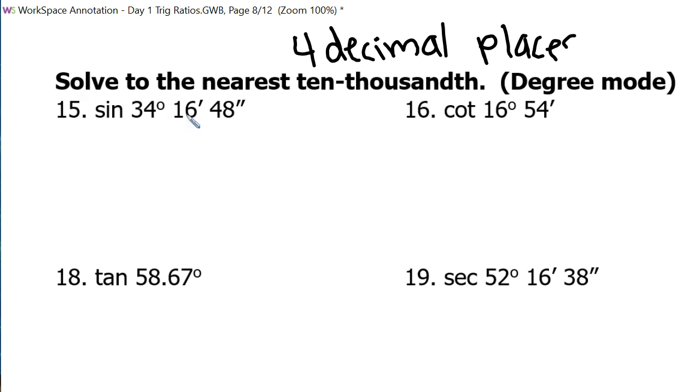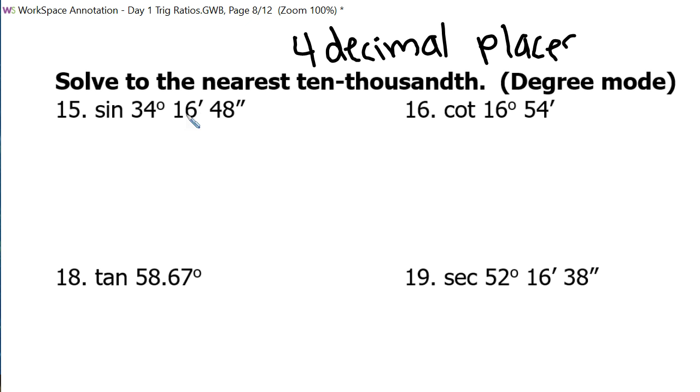So all you have to do is hit the sine button and then type in that angle, 34 degrees, 16 minutes, 48 seconds. So where's the sine, cosine, and tangent button? Right above. It's 2 rows above 7, 8, and 9. So find 7, 8, and 9 and go 2 rows above that. The sine button is 2 above the number 7. So hit the sine button. Notice after you hit the sine button it opens up a parenthesis. So make sure your angle goes inside the parentheses.